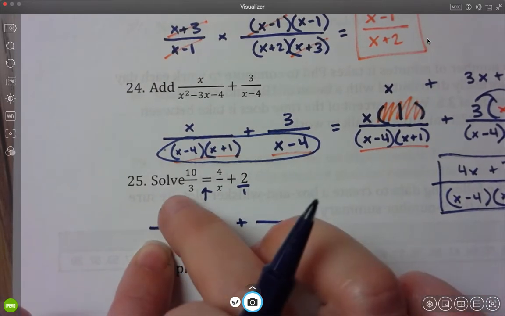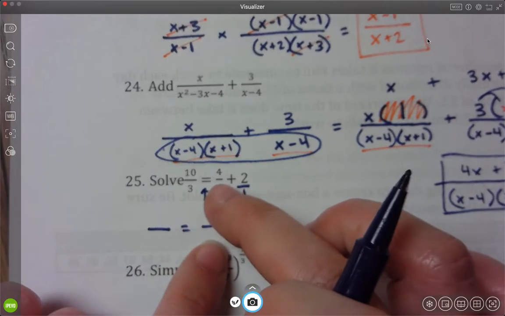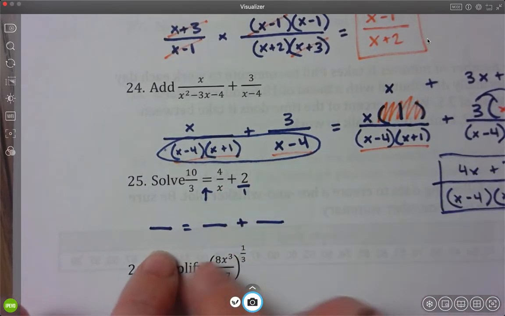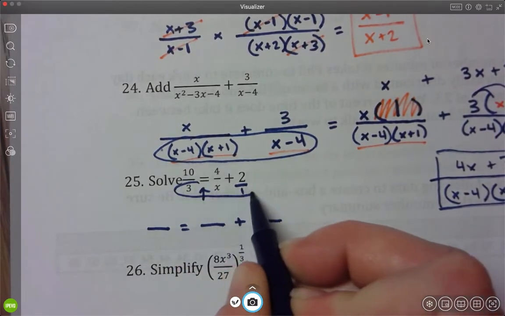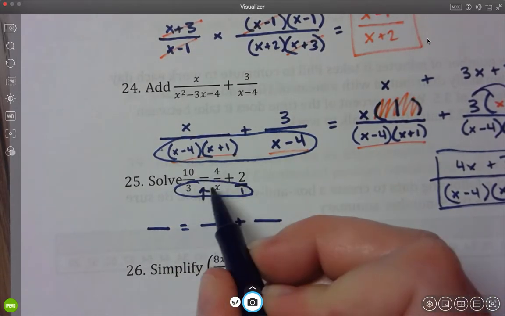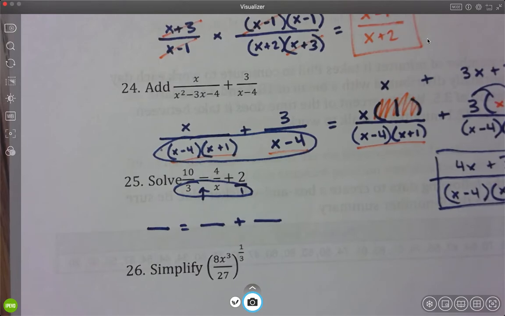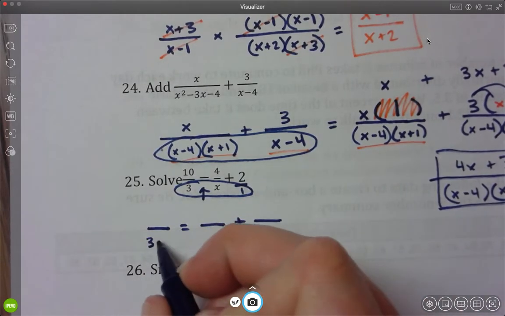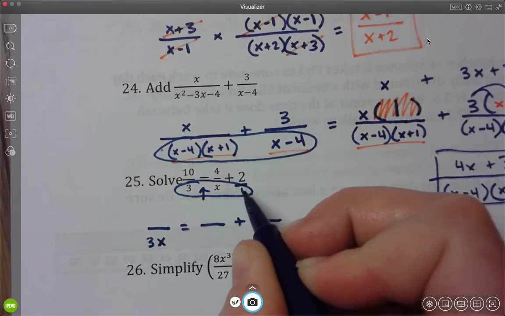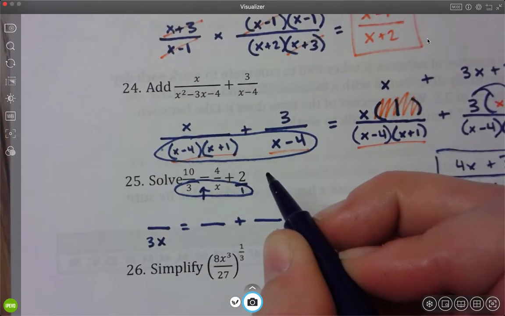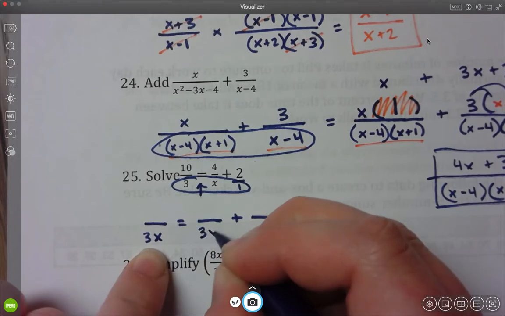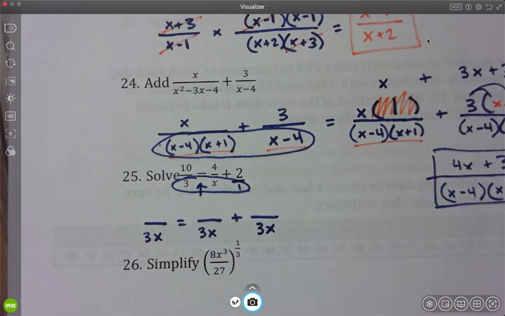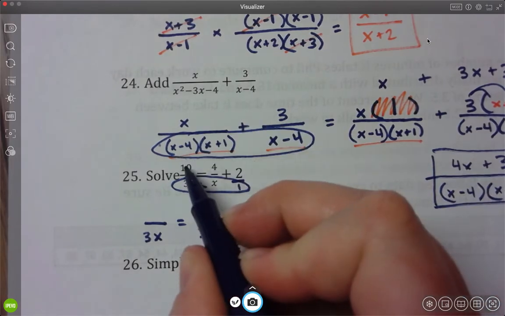So I have my fraction, like 10 over 3, equals 4 over x plus 2, okay? So I have like my 3 fraction bars, right? And then I'm going to look at my denominators, just like I did the top one, okay? And I have 3, an x, and 1, okay? So I know that I need a 3 and an x, okay? And really that 1 is like just multiplied by 1, which is not doing anything. So my common denominator is just going to be 3x, so I need each one of those to have a 3x in it, okay?